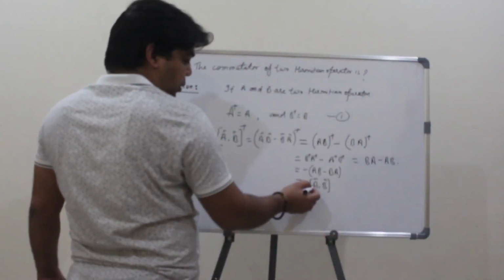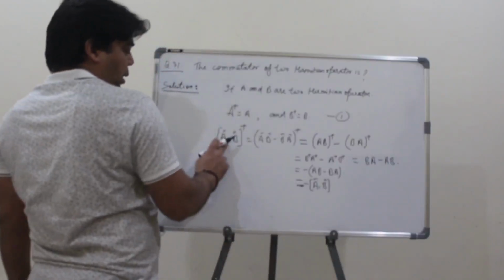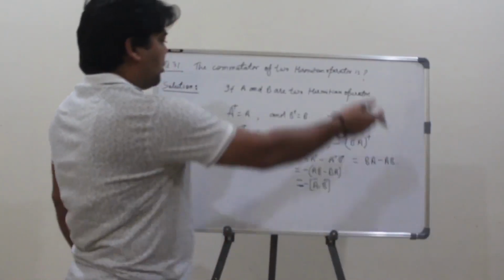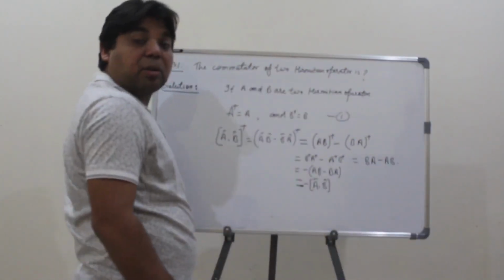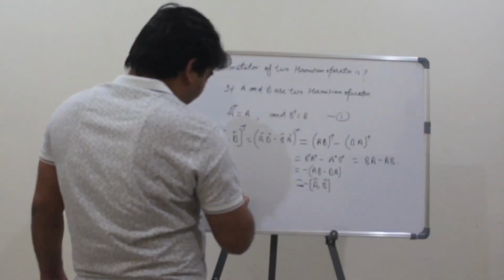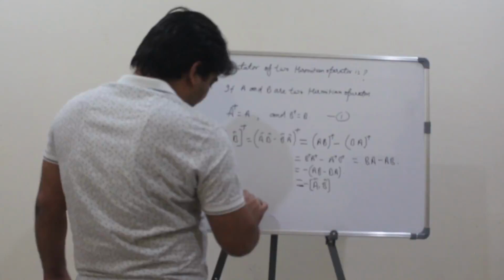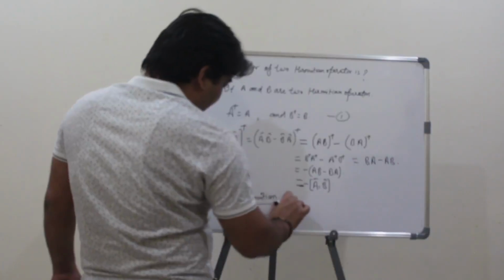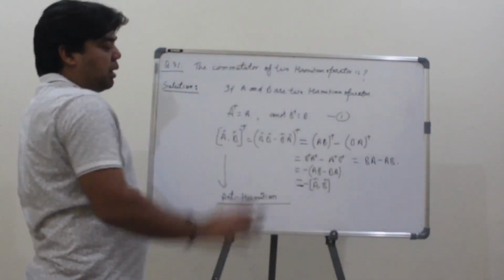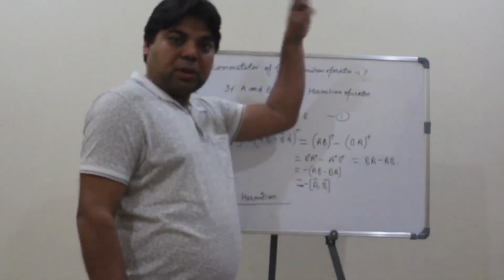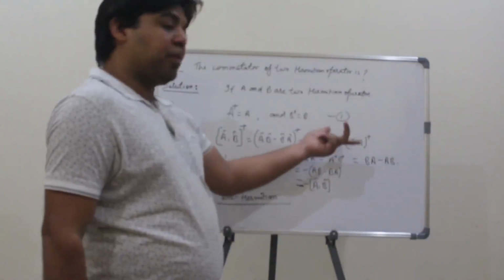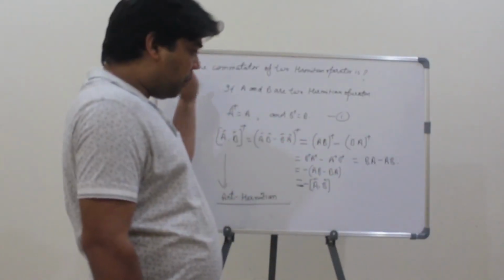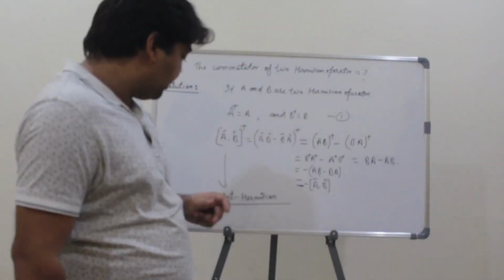So what does it mean? It means that the commutator of two Hermitian operators is not Hermitian, rather it is anti-Hermitian. These kinds of questions are usually asked in GATE, and can be asked anywhere, but you should always remember this property of the matrices or operators. Basically, operators are matrices, so they follow the properties of the matrices.